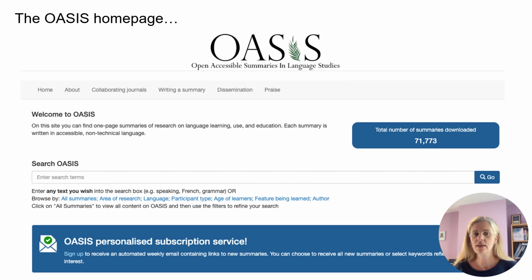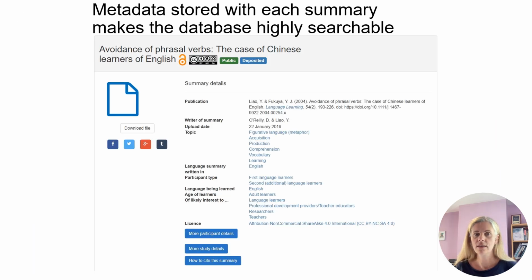Here's the OASIS homepage, and you can see that OASIS is highly searchable. Each summary has a set of metadata stored with it, and that makes it very easy to search for specific terms along a range of parameters such as research area, or the language the summary was written in, or the participant type.